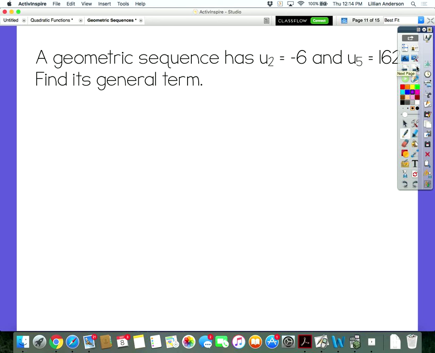Here's another type of example. The geometric sequence has u sub 2 as -6 and u sub 5 as 162. We're going to find its general term, u sub n. So, just like with arithmetic, you have these types, okay? There is the way of pushing the terms down and going through that process, just like how we did before. There is a shortcut, okay, just like how there was one for arithmetic.